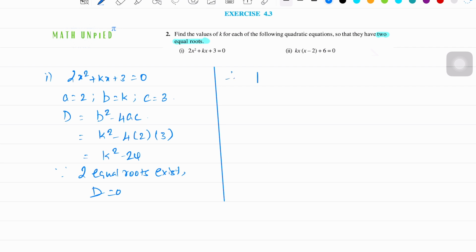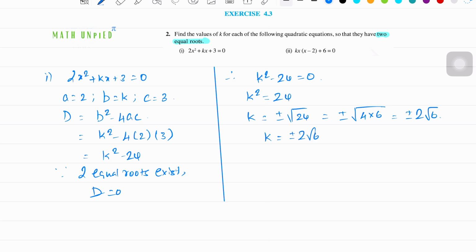Therefore, k squared minus 24 equals 0, or k squared equals 24, or k equals plus or minus square root of 24. This is equal to plus or minus square root of 4 times 6, that is equal to plus or minus 2 root 6. So k can take two possible values. K equals plus or minus 2 root 6. So this is the answer for the first one.